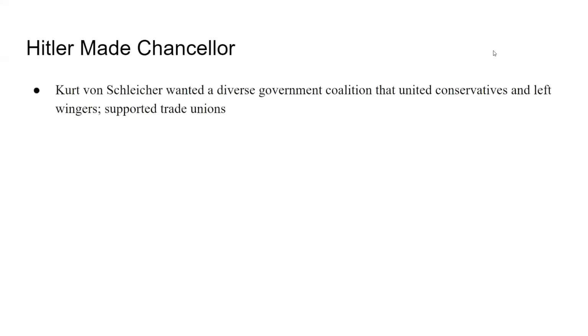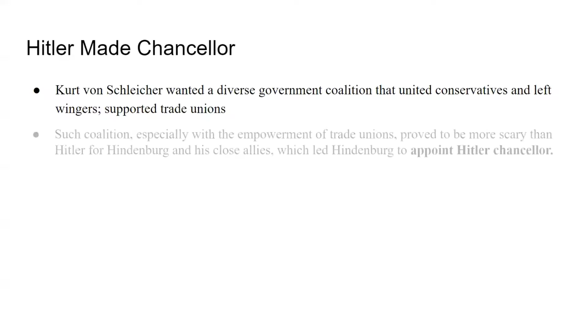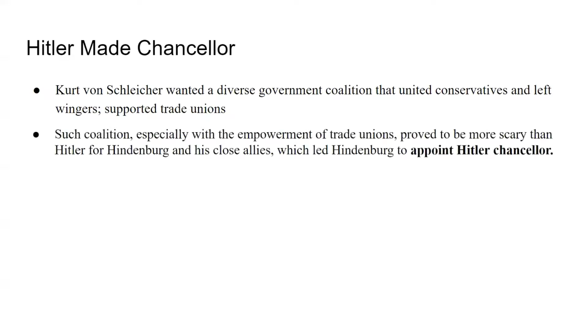So, how was Hitler made chancellor? As already said, Kurt von Schleicher wanted this diverse government coalition with both conservatives and left-wingers. He supported trade unions, right? But Hindenburg did not like that. He was especially frightened by the trade unions as a conservative. So Hindenburg appointed Hitler chancellor because he preferred that over Kurt von Schleicher.